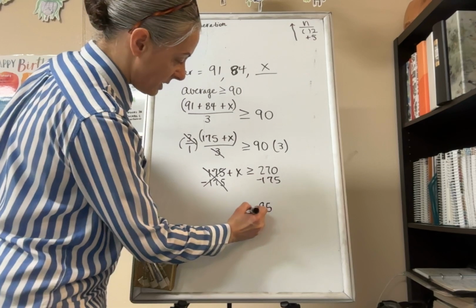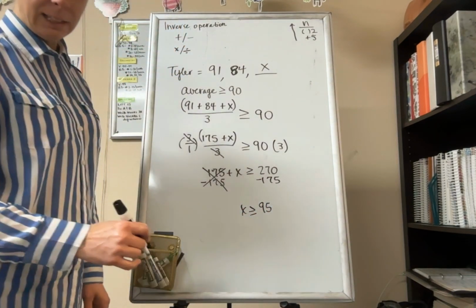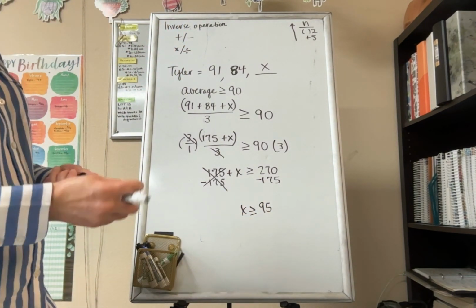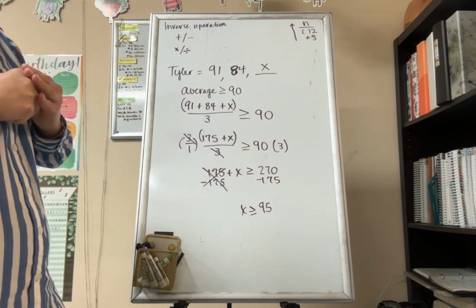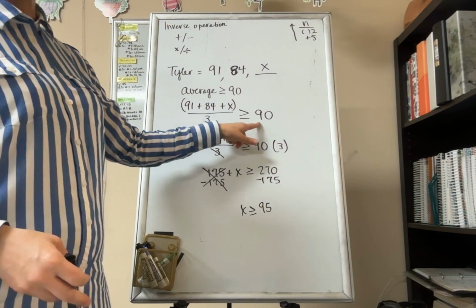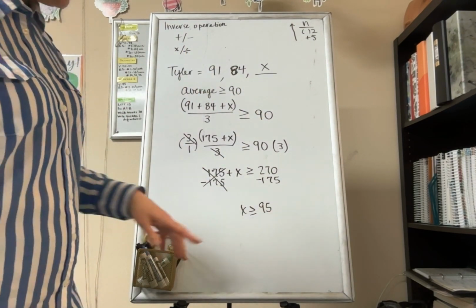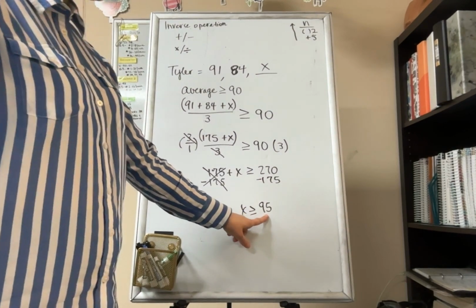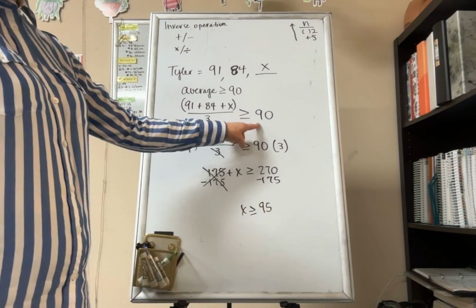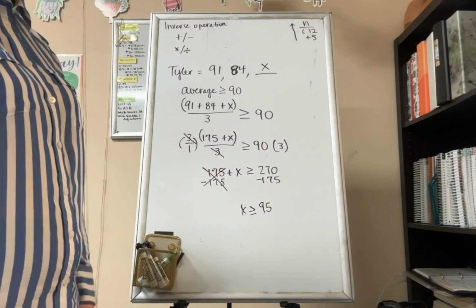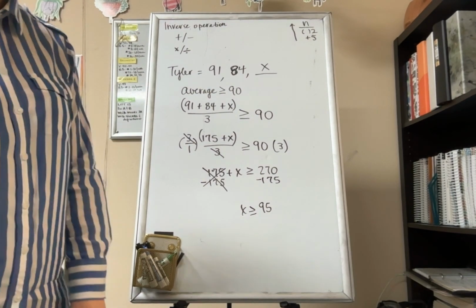So we can see that Tyler needs to make at least a 95. He can make anything greater than 95, and he'll still get an average of a 90 or greater. But if he makes lower than a 95 on his third test, his average is not going to be an A anymore. It's going to drop below 90.